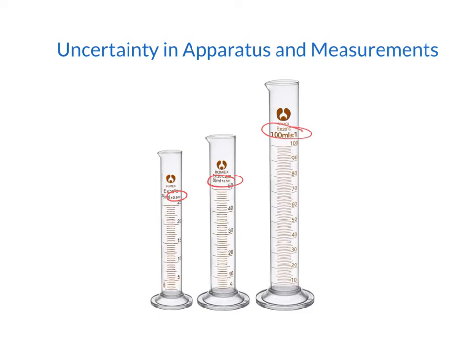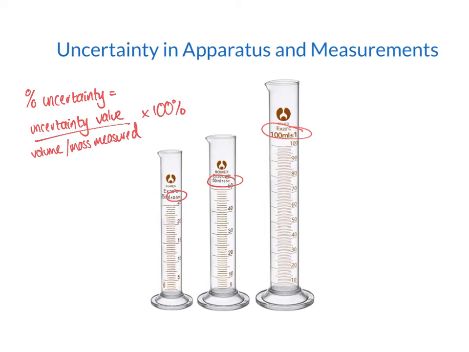Let's actually work that out. The equation for working out the percentage uncertainty is written on page 22 of your Titrations booklet. Percentage uncertainty is the uncertainty value divided by the volume or mass measured, times by 100%. So really it's just a percentage of the total volume that could potentially be measured out.